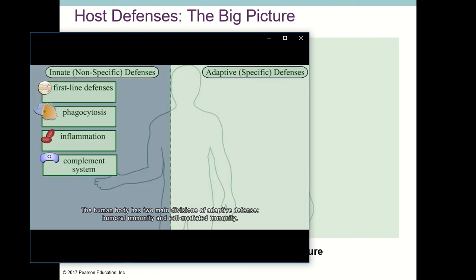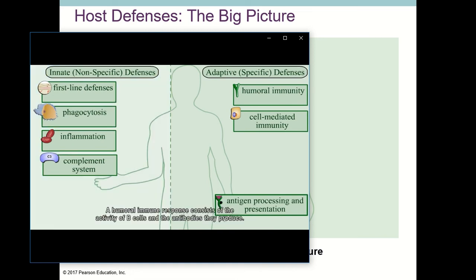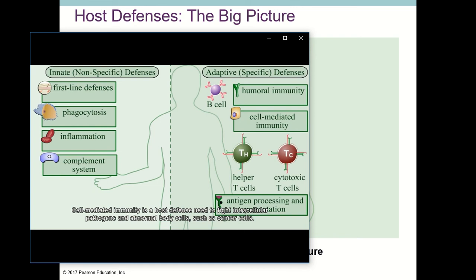The human body has two main divisions of adaptive defense: humoral immunity and cell-mediated immunity. Antigen-presenting cells aid in the activation of these defenses. A humoral immune response consists of the activity of B cells and the antibodies they produce. Cell-mediated immunity is a host defense used to fight intracellular pathogens and abnormal body cells, such as cancer cells.